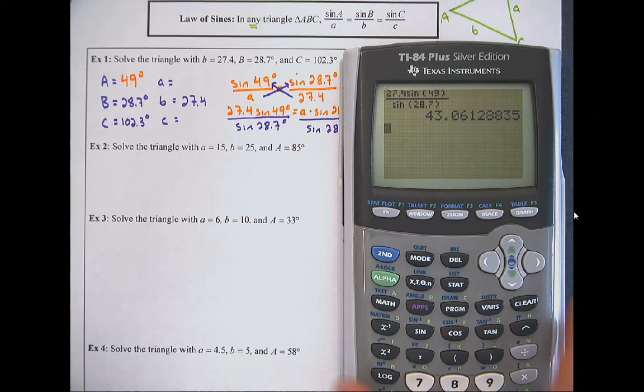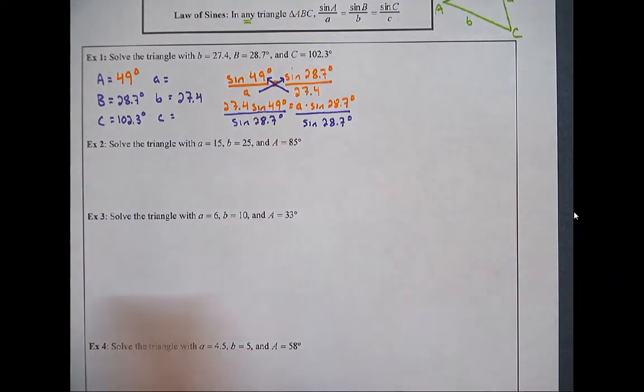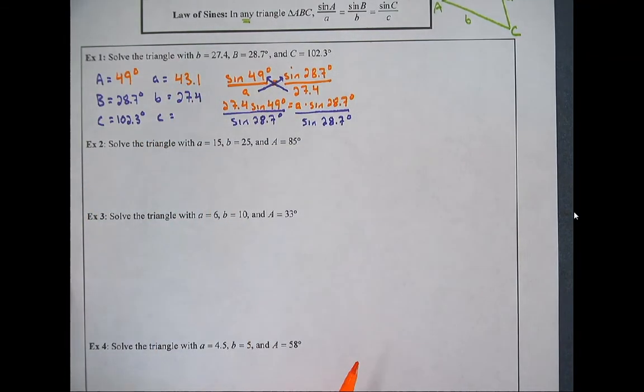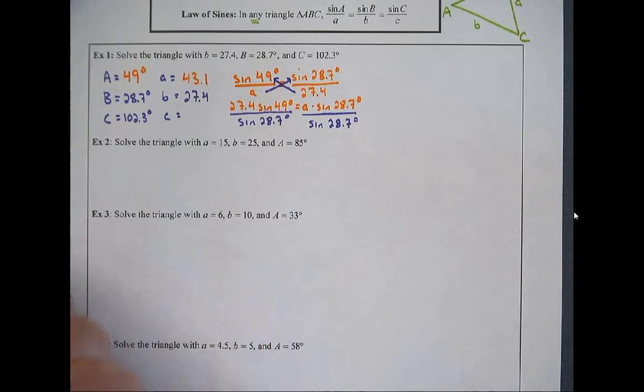I'm going to round to 1 decimal place, just because the table gets so crowded. So 43.1 is the length of little a. Now we're going to do the same thing, but we're going to do it for little c. Let's have you pause here. This will be the example that you do on your own.